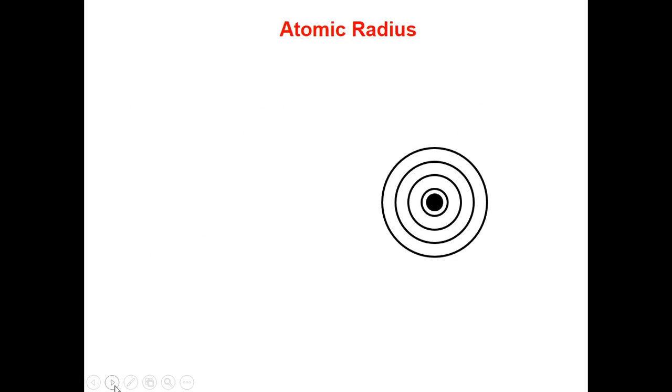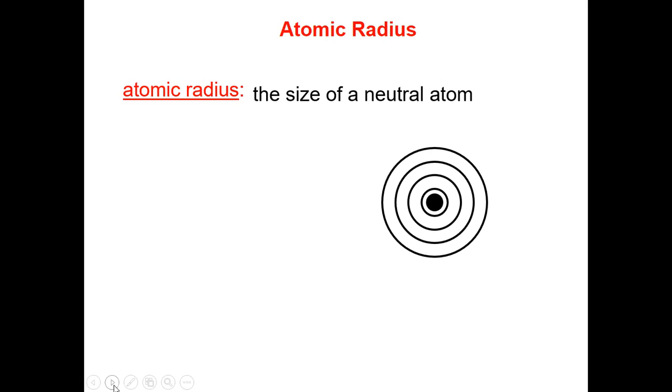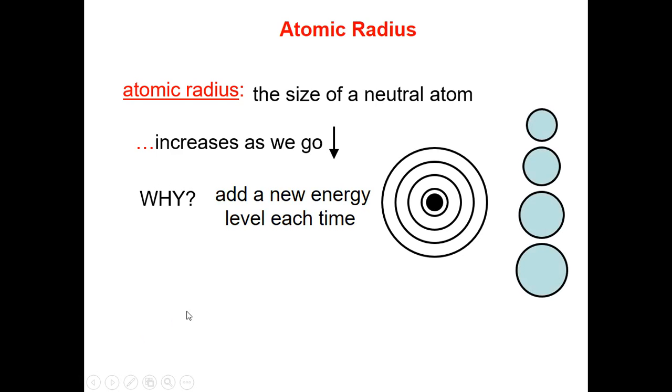So what we see on the periodic table is that the atomic radius is the size of a neutral atom, and it increases as we go down the group. The reason for this is if we look at our periodic table and remember our electron configurations, as we go down a group, which is a column on our periodic table, each element going down that column has one more energy level than the previous element. So that means the atom is getting larger as we go down because of a larger number of energy levels. So we add a new energy level each time.